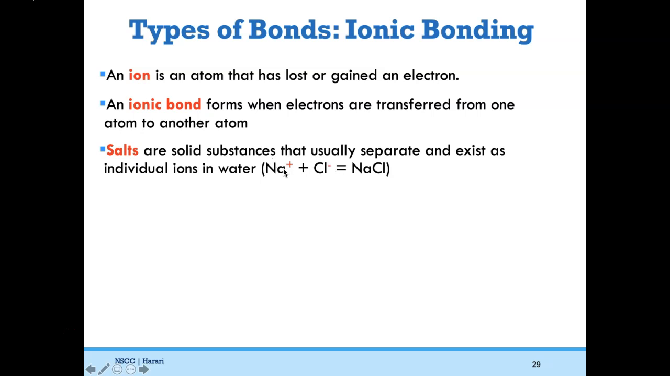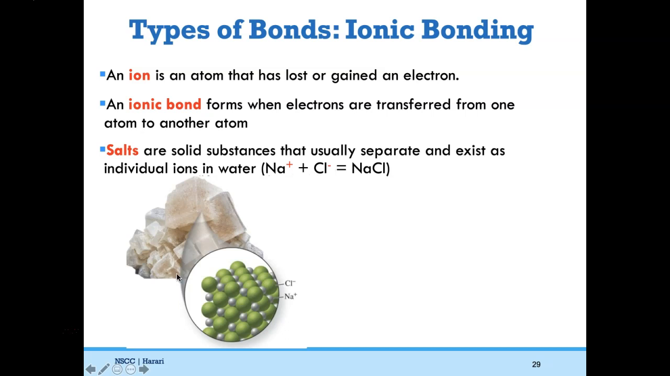So we don't call these atoms anymore. We call them ions because they have a charge associated with them. And these ions are normally held together as NaCl by an ionic bond. Ionic bonds are great and they're very strong, but once you take this NaCl and put it in water, the ionic bond is broken and you just get ions.